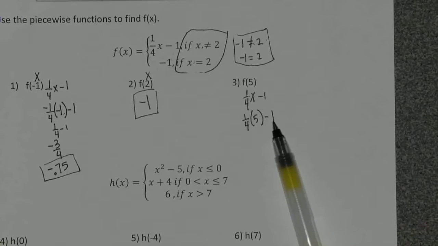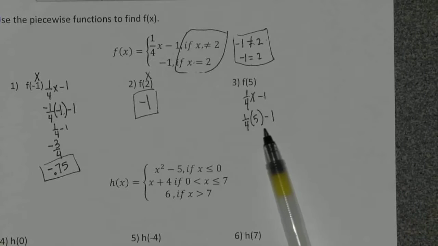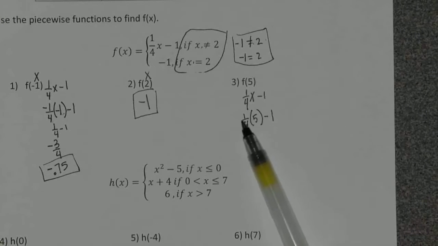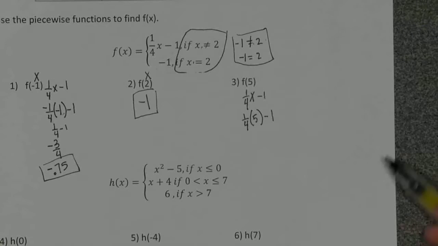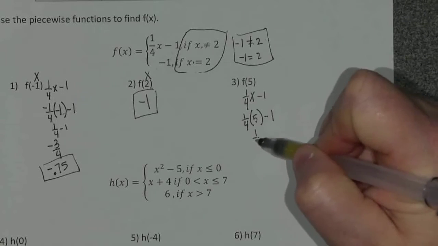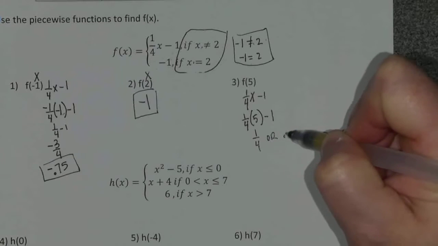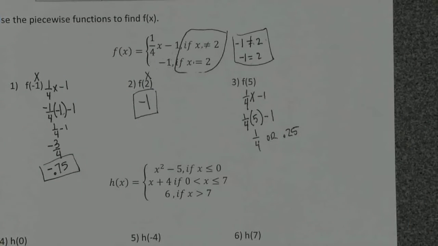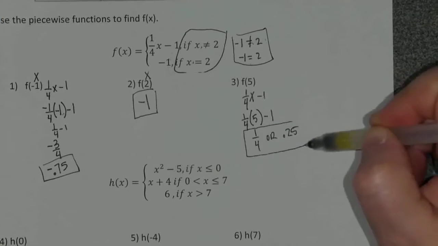Good, and then did you subtract the 1 off of it? No. Because this is 1 1/4, and 1 1/4 minus 1 would just be 1/4, right? Or 0.25 if you'd prefer to see the decimal number. Okay. Questions on how I got that?